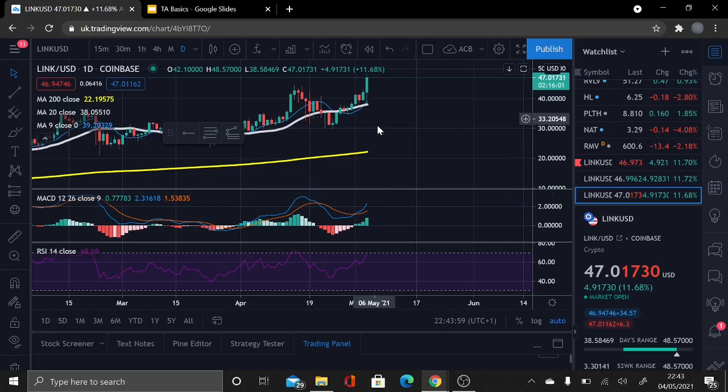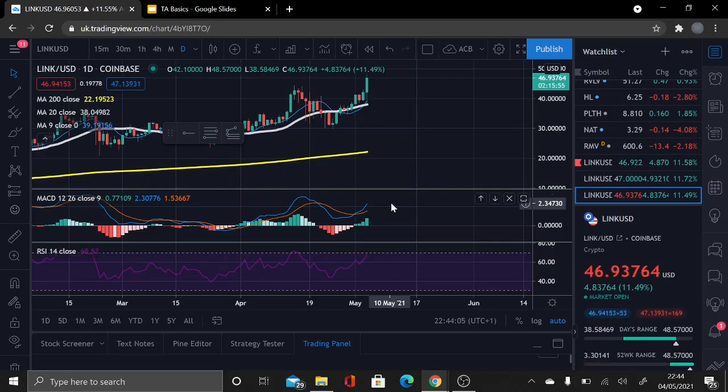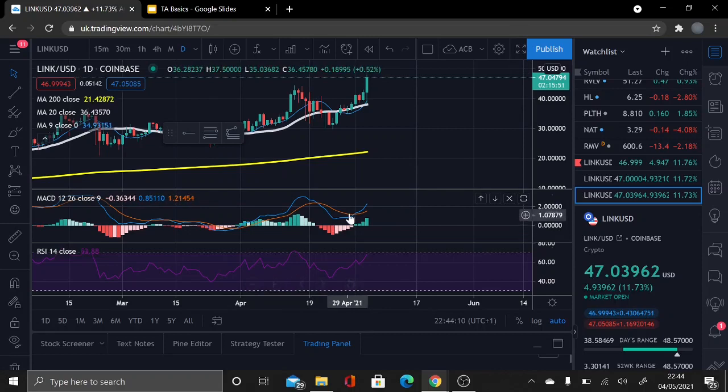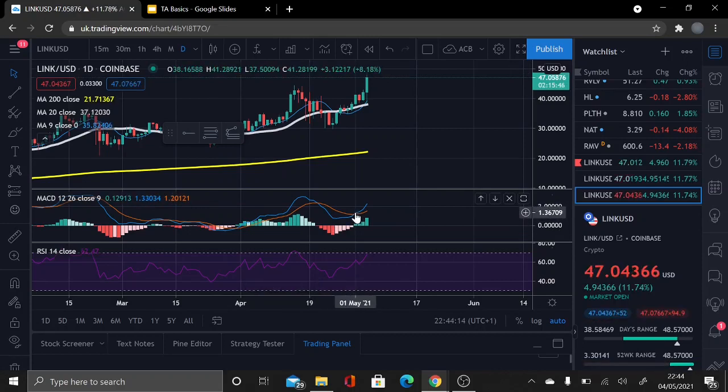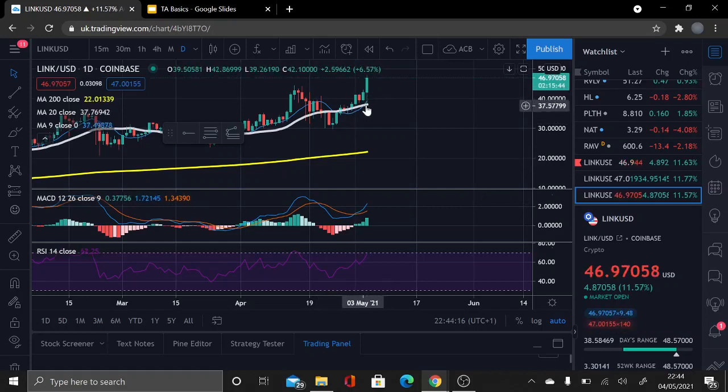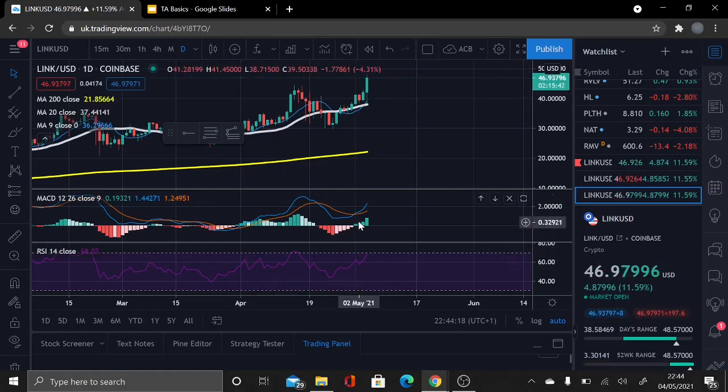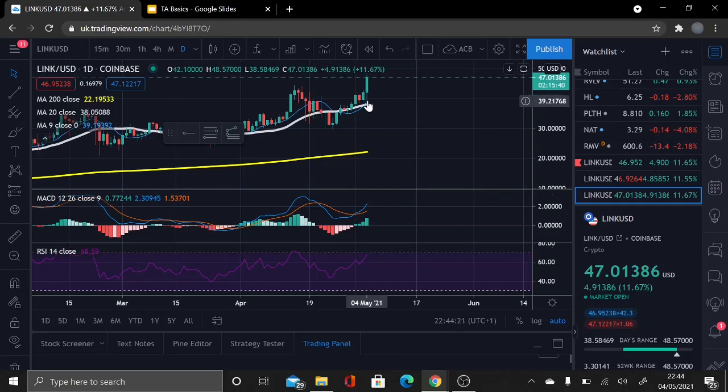So RSI, MACD, moving averages, right? That's it, guys. That's all you need to do. As you can see now with Link, I put in a trade here as soon as the daily MACD crossed, and that's worked out well for me. The MACD has crossed, and look what's happened to the moving average. Now the moving average has crossed. Perfect TA, right? Moving averages, RSI, MACD, that's all you need to know.